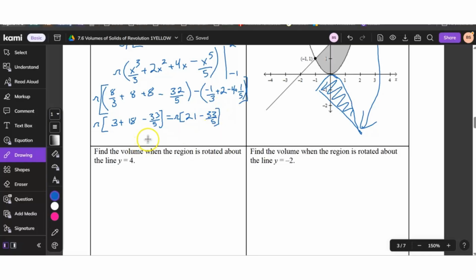which is going to be, what's 21 times 5? 105? So we got 105 over 5 minus 32, or 33, sorry, over 5, all times pi. 72/5 pi. That's our volume.